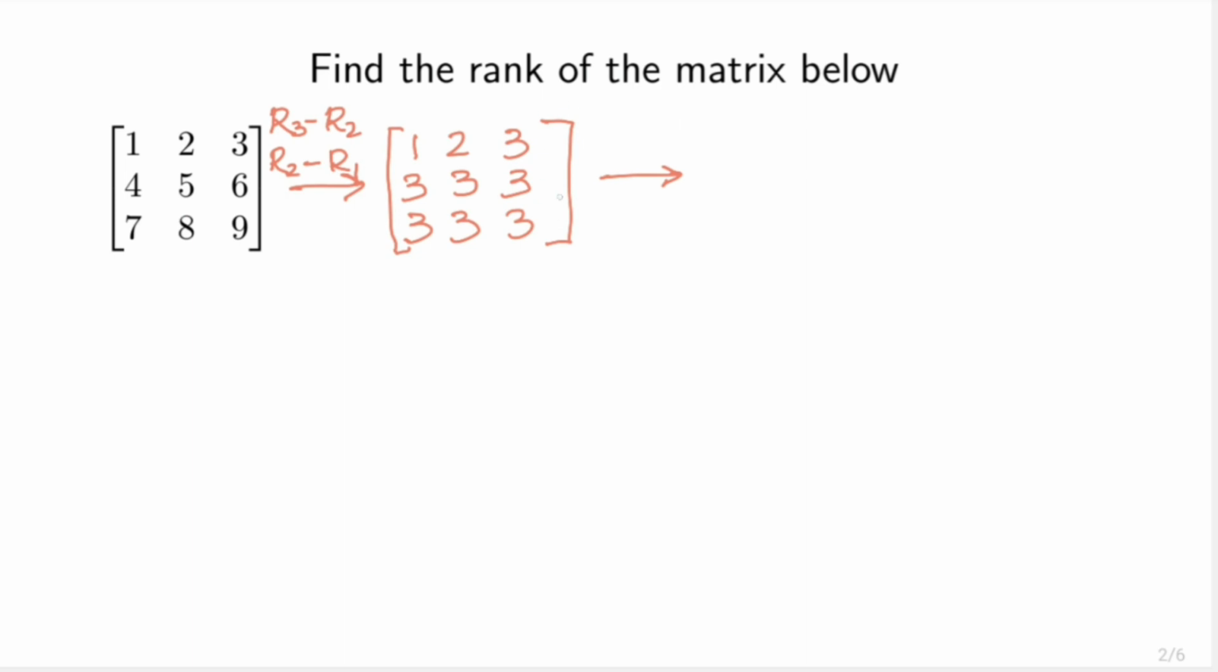But from here, we can see that we can subtract the second row from the third row, and we're going to get a row of zeros. And that's convenient. And then we can also subtract the first row from the second. So we have R2 minus R1, and then we have R3 minus R2. And what does that give us? We have 1, 2, 3. Then subtracting the first row from the second, we have 2, that's 3 minus 1. Then 3 minus 2, that's 1. And then 3 minus 3, that's 0. And then here, we subtract the second from the third.